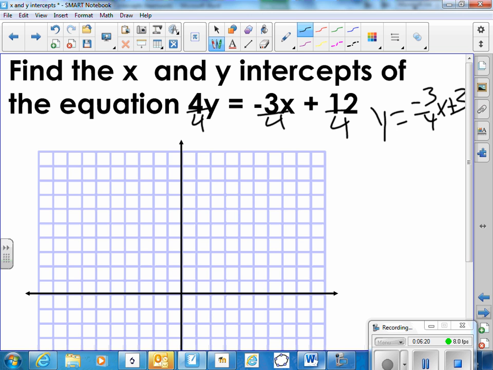So let's start at 3 on the y-axis. If each of these is 1. Okay, so we'll start out at 3 and go down 3 over 4. So we can see the y-intercept is 0, 3. The x-intercept is 4, 0.